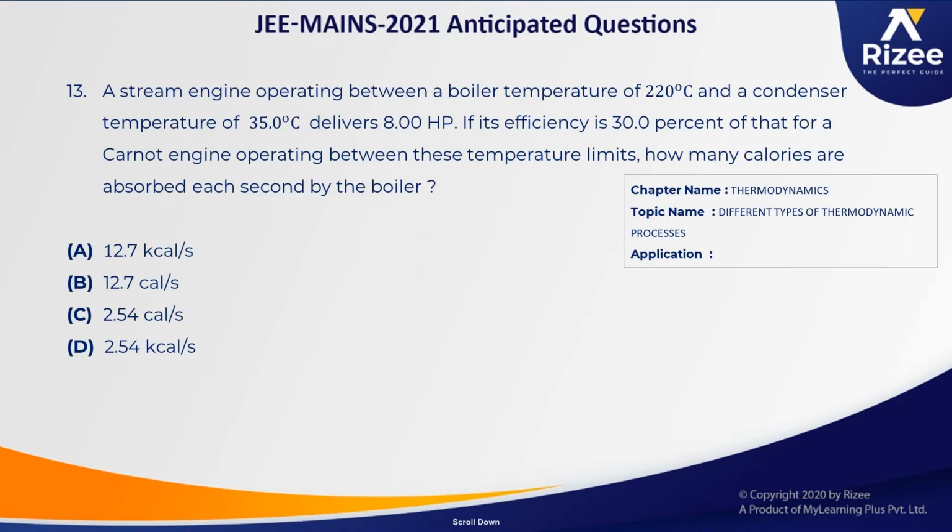Coming to the next question, that is question number 13. A steam engine operating between a boiler temperature of 220 degrees centigrade and a condenser temperature of 35 degrees centigrade delivers 8 HP, that is the power it has been delivering. If its efficiency is 30% of that of the Carnot engine operating between these temperature limits, how many calories are absorbed each second by the boiler?